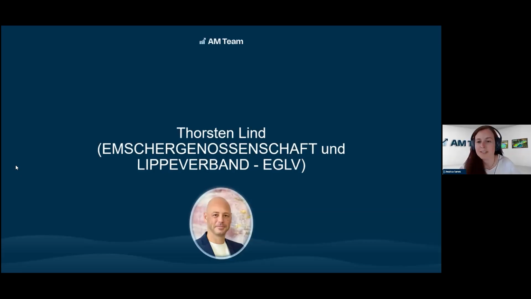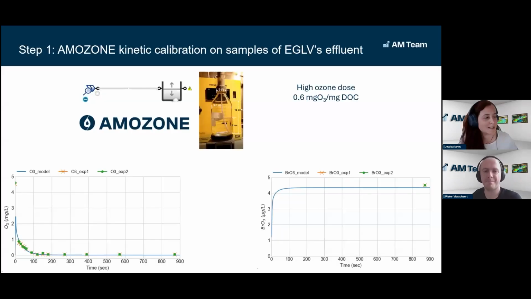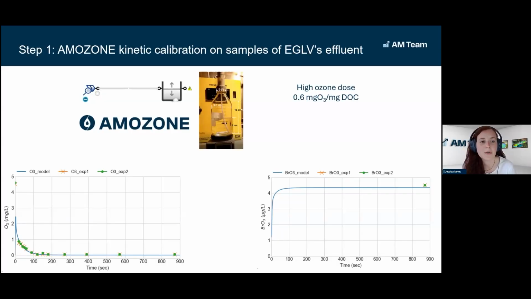Thank you, Thorsten, for the introduction of the project. And I will take over with the details about the project and what we did for the ozone at the Bottrop pilot plant. So I will guide you step by step through the different phases of the project, starting from step 1, which was grounded on the batch tests we performed together with the laboratory in Germany, the Utah lab.